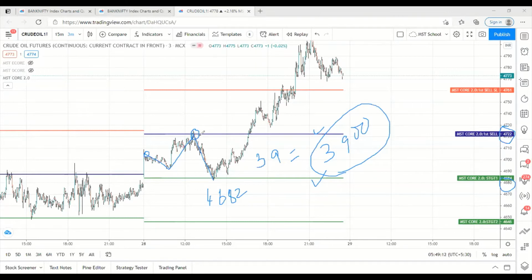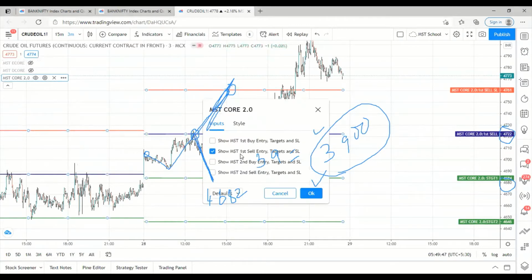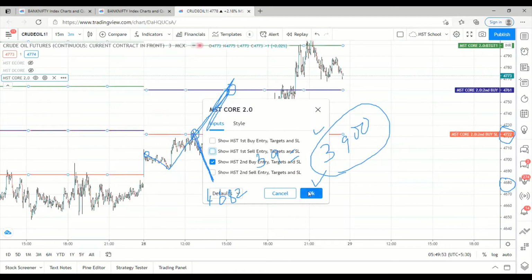Suppose instead of coming to 4684, it had reached the stop loss of 4761, going against our favor, then we will be in a loss of 3900 rupees in the first sell. But our strategy says if the first buy or first sell SL is hit, then we have to go for the second entry. Where is the second entry? Here you can see, opposite to first sell is the second buy. You enable the second buy and remove the first sell.